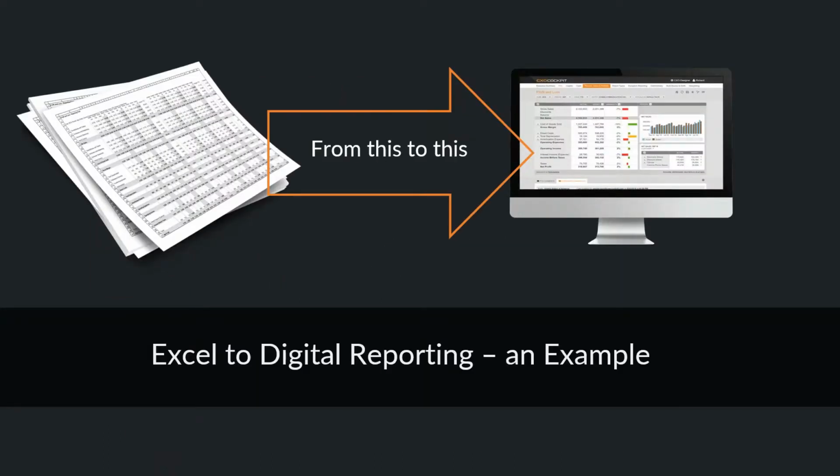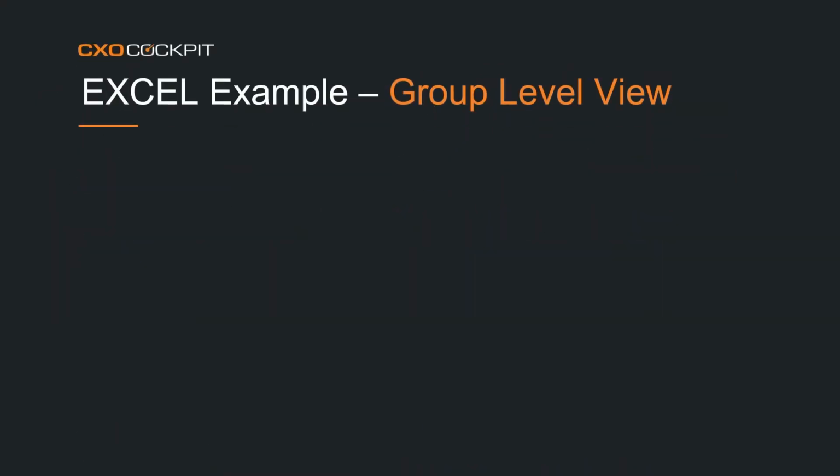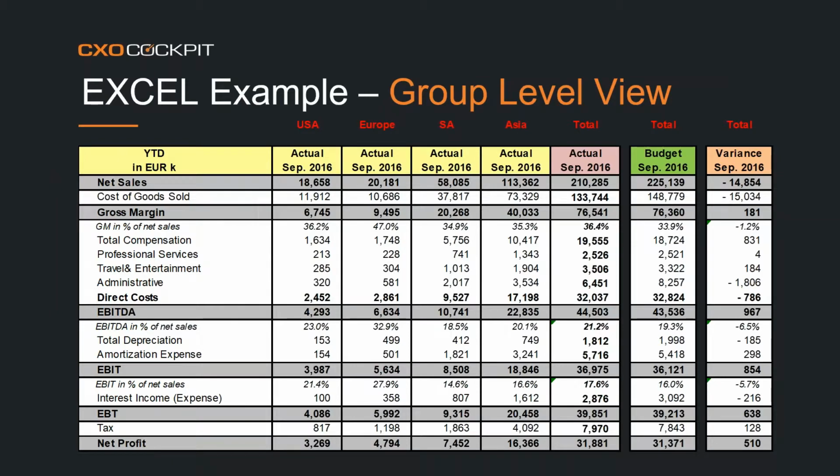So let's take an example of how we can go through those 5 steps. I'd like to show an example here of Excel on the left-hand side, where we've got printed out a financial statement and how we can take that into the world of digital reporting. So what I'm going to show you now is a typical Excel example, group level view within my company. I'm sharing the Excel spreadsheet on the screen now.